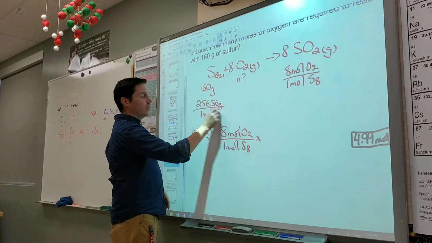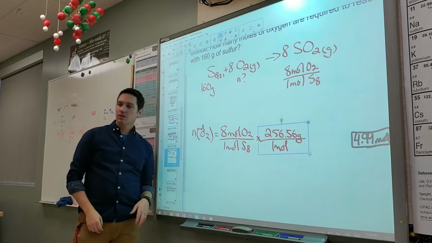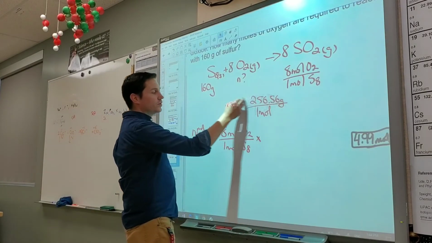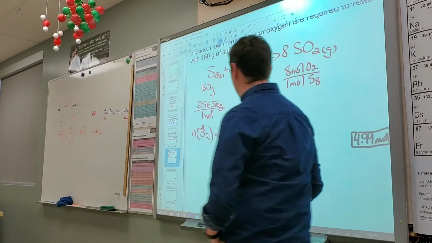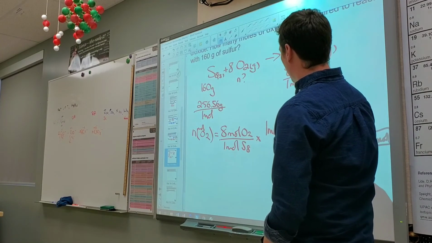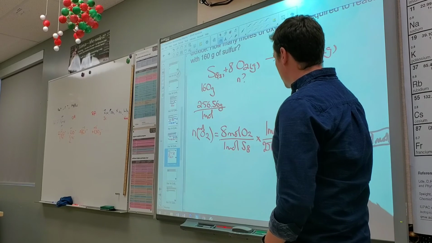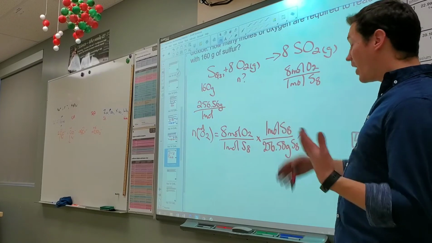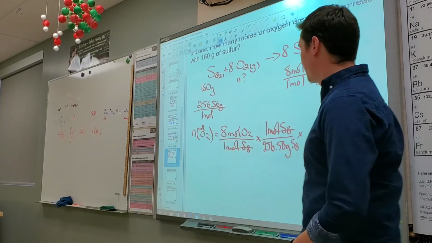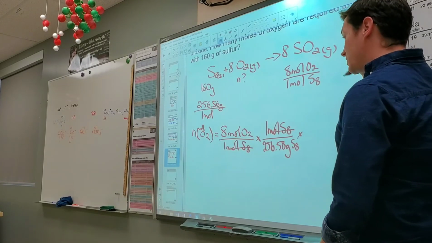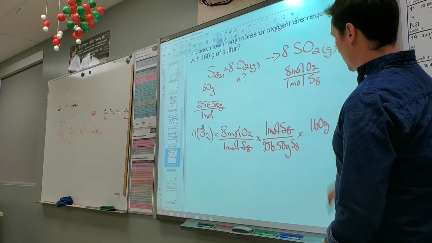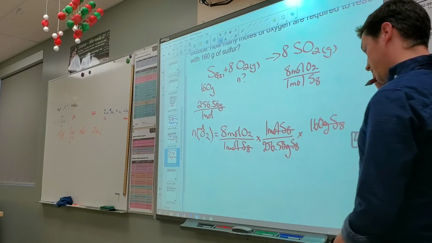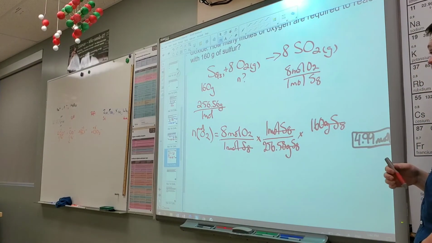Am I just going to take the molar mass and put it in here? Is that going to be effective for us to cancel out moles? No, it's not. So in order to do this properly, I've got to flip the molar mass. So 1 mole of sulfur for every 256.56 grams of sulfur. Now I've successfully canceled out moles of sulfur, and I just need to cancel out grams of sulfur. Well, we've got 160 grams of sulfur, so grams of sulfur and grams of sulfur cancel out, and we should be left with 4.99 moles.